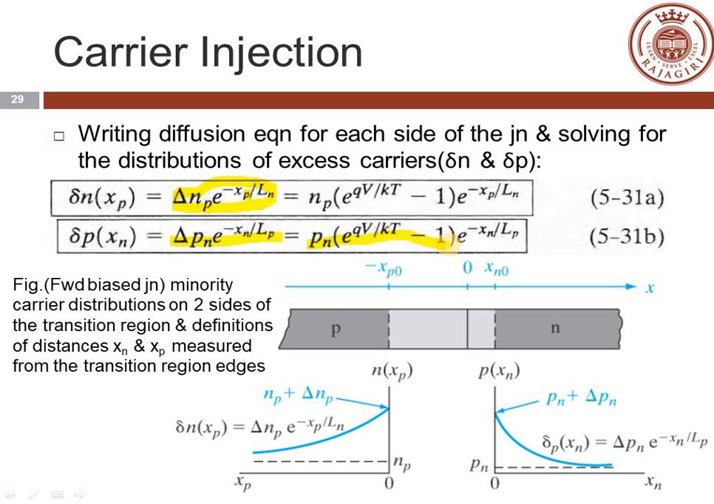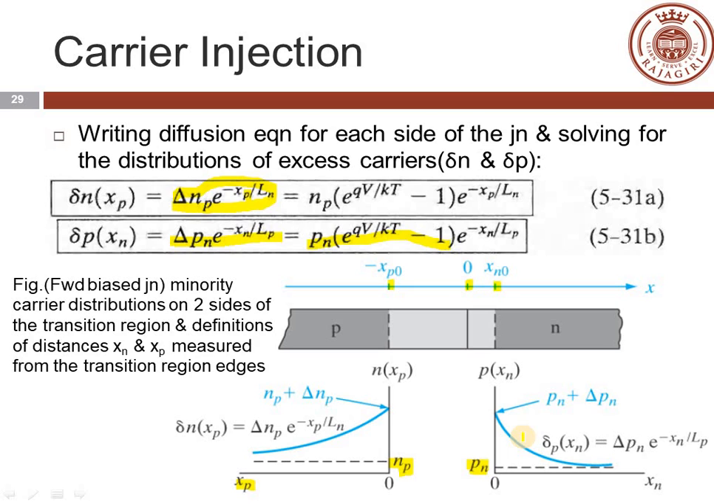Let me draw this once more here. We have a pn region, with minus xp0 and xn0, and the middle at 0. The distance measured from xn0 in the n region will be treated as xn, and the distance measured in the p region from xp0 will be treated as xp. In the n region we have the equilibrium hole concentration pn, and in the p region we have the equilibrium electron concentration np.